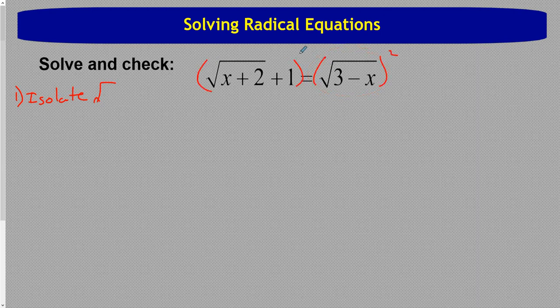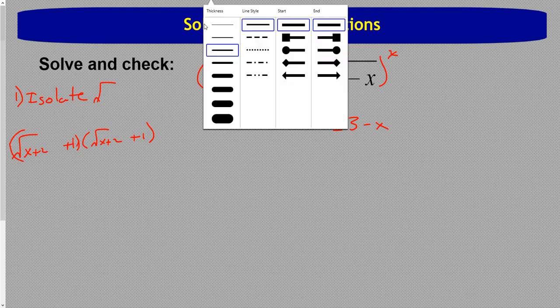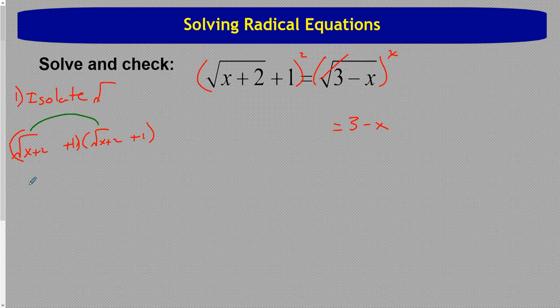So we're going to square both sides. That will eliminate this, so that over here I just get 3 minus x. Okay, but over here I have 2 terms. This is a binomial being squared, which means what I'm really doing is taking the square root of x plus 2 plus 1, and multiplying it by itself. So square root of x plus 2 times square root of x plus 2 is just x plus 2. I'm basically multiplying it by itself, so I'm squaring it. Then I take square root of x plus 2 and multiply it by 1. I'm going to get square root of x plus 2.